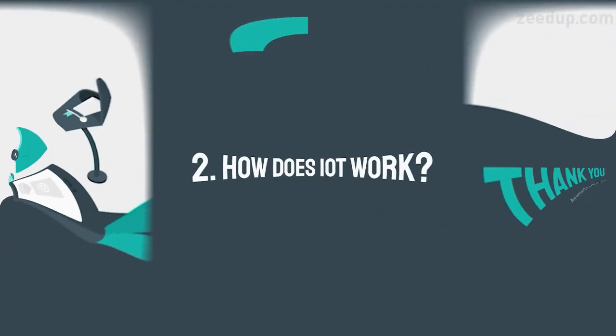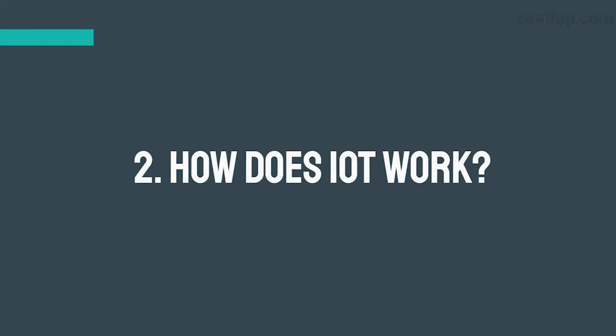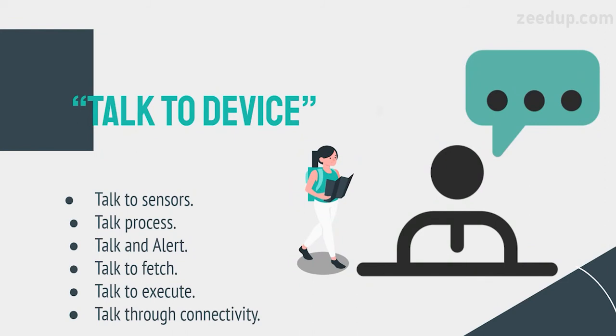Thank you. In this lecture, we will understand how IoT works. A complete IoT system integrates four distinct components: sensor devices, connectivity, data processing, and a user interface. Below, I'll be briefly explaining each component and what it does. Let us learn it in an interesting way. Let us say, talk to the device.